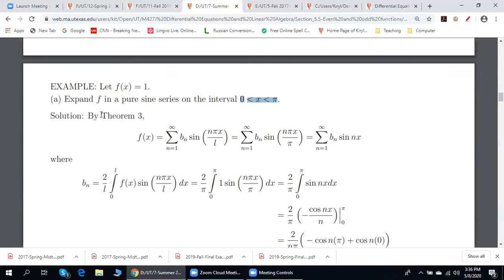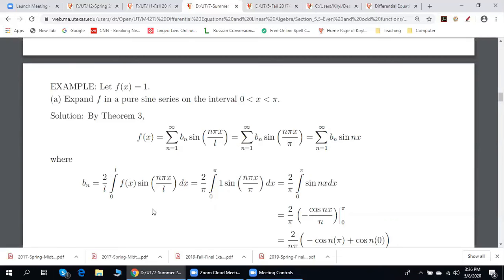So we apply the theorem above. By this theorem, f of x is equal to this. Note that since L is equal to pi, we replace L by pi and then cancel out pi. Done. We have to find bn's.